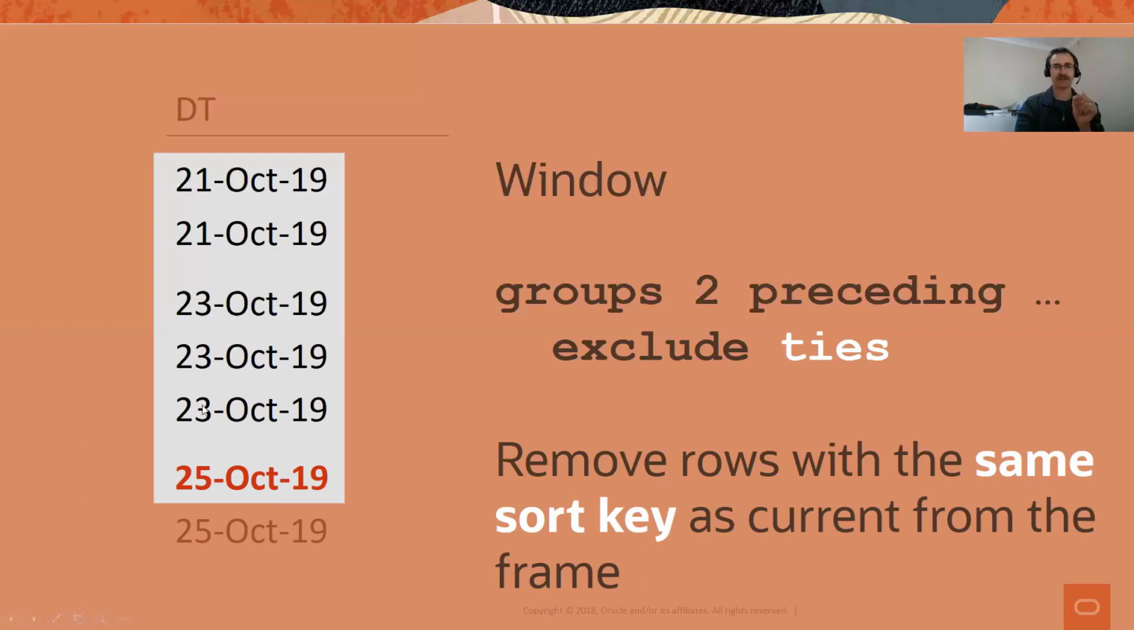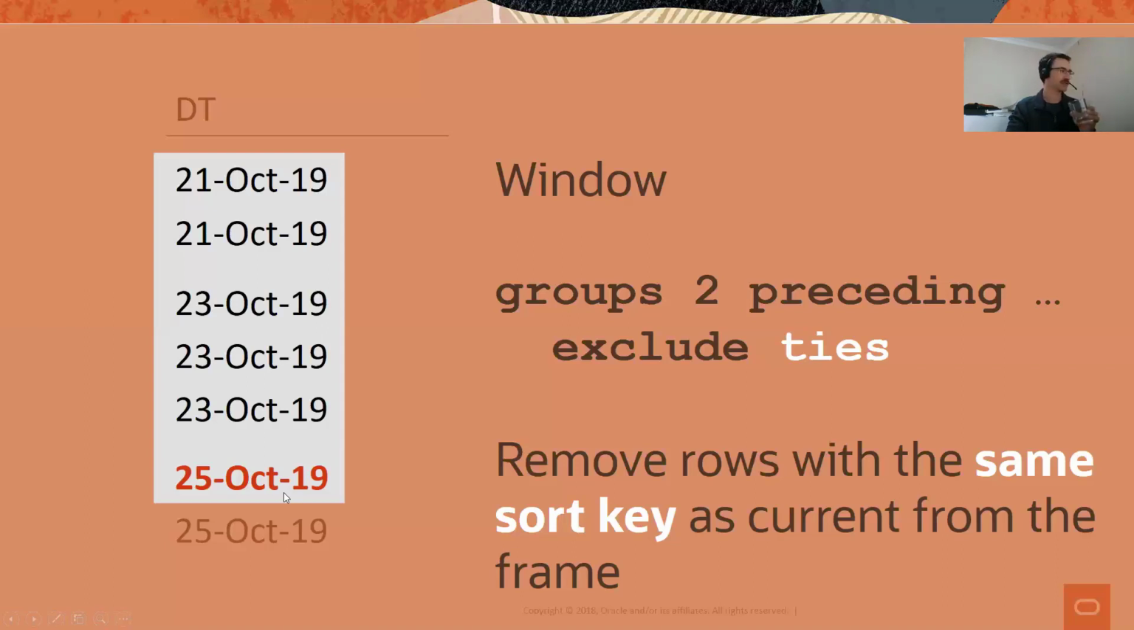That's right, Sven. So when you say exclude ties, include yourself, but exclude anyone that has the same value as yourself. Whereas exclude current row is kind of the opposite: exclude yourself, but certainly with the groups keyword, include anyone else in that group. So that's it, Sven, you've got it.